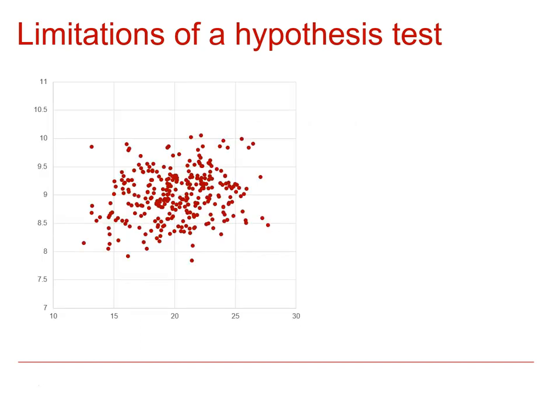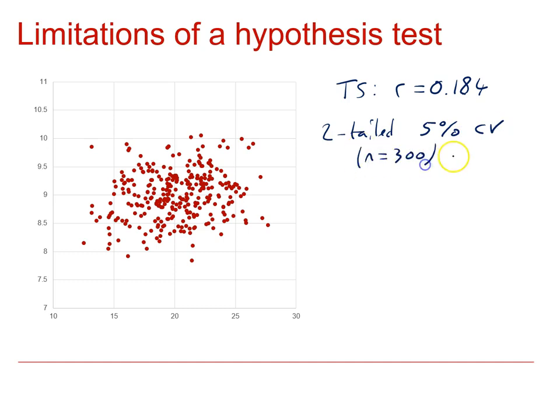So for instance, if we have a look at this data set, if you run it through and find the test statistic, r is equal to 0.184. Not that impressive a value really, quite close to 0. But if you run a hypothesis test, the two-tailed 5% critical value, because n is equal to 300 in this case, is actually 0.113. So 0.184 is quite a bit bigger than 0.113.